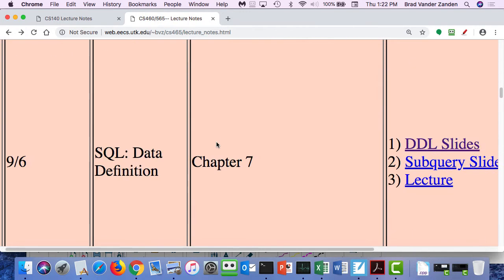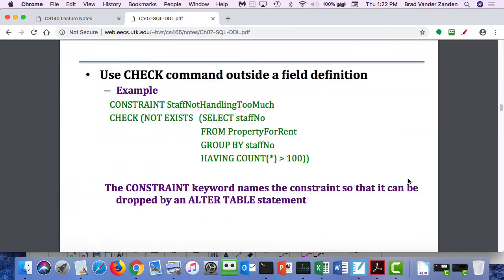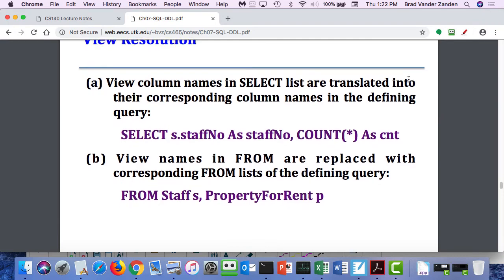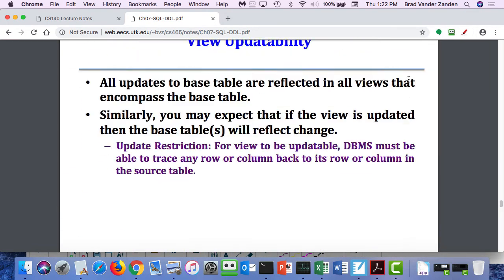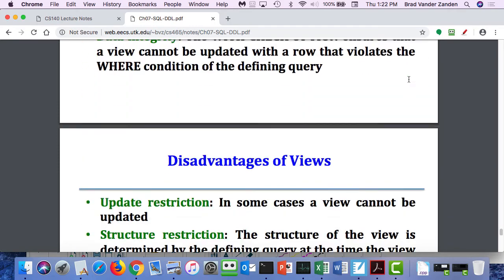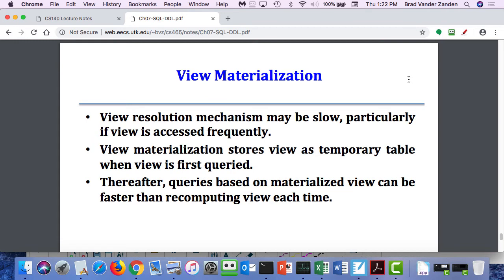So if we go to the slides on views, the very end. There we go. So we could have view materialization where we cache the view. So then it exists, but we have to then update it every time the underlying base relations are updated. So you need to be familiar with the fact that we actually could cache a view using view materialization.